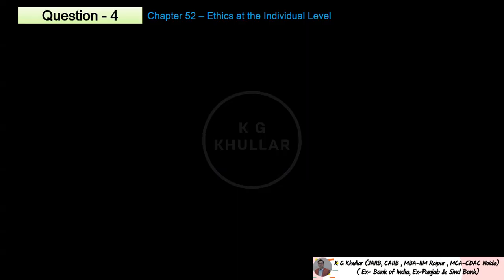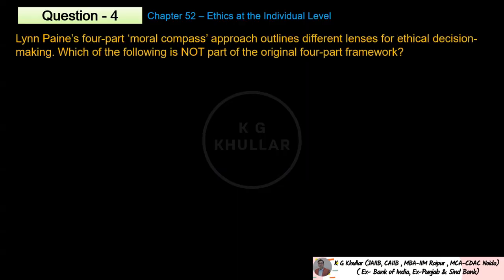The next question is from chapter 52, that is ethics at the individual level. And the question is, Lin Payne's 4-part moral compass approach outlines different lenses for ethical decision making. Which of the following is not part of the original 4-part framework? And these options are given to you. That is, first option is principle, then second option B is people, third option C is power, and last option D is public.